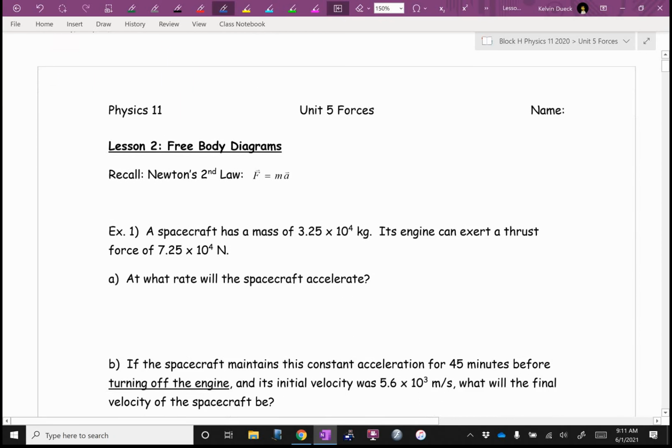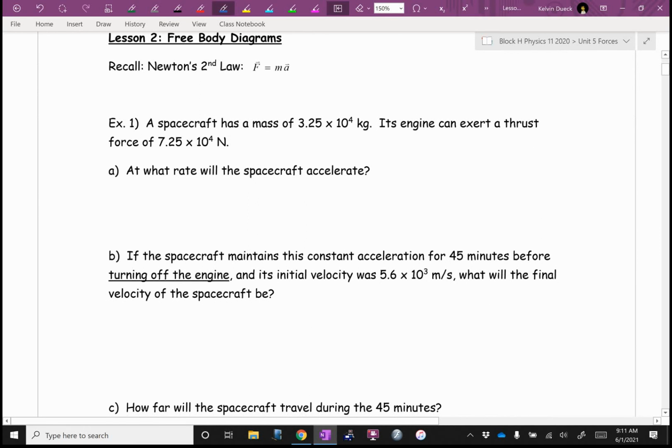Example 1 says this: a spacecraft has a mass of 3.25 times 10 to the 4th kilograms. Its engine can exert a thrust force of 7.25 times 10 to the 4th newtons. Alex, what's A asking me to find? Yep, acceleration. So I did this. I said, okay, you feel better. And then I was looking, has this question given me a VI at all? Or a time? Or a distance? I don't think I'm going to be using kinematics from the last unit.